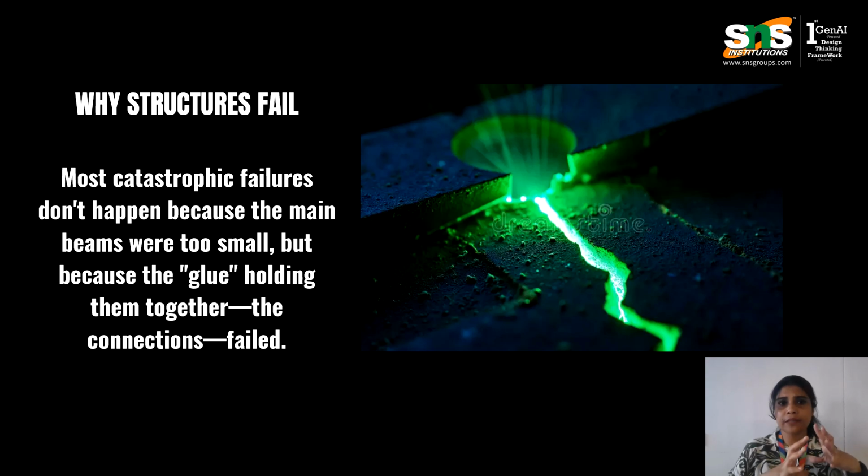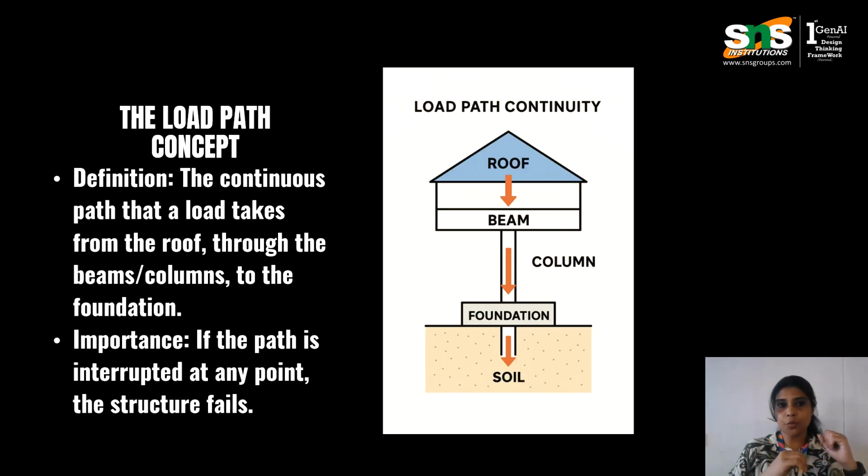Most catastrophic failures don't happen because the main beams were too small, but because the glue, the connection holding them together, fails. Think of the load path like a chain. If every link is made of high strength steel, but one link is made of plastic, the strength of the steel doesn't matter. The load path can be broken. Most failures occur at the hand-off point, the connection where one member passes its burden to the next.